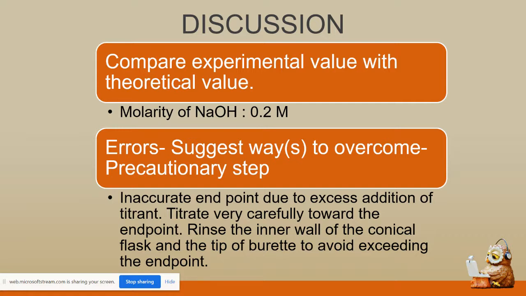I believe most of you, all of you maybe, obtained purple color instead of pale pink color. So I think that is the major error. How do you explain that? The endpoint should be pale pink color, right? So in this case, you say that you obtained inaccurate endpoint due to excess addition of titrant. The titrant is NaOH.